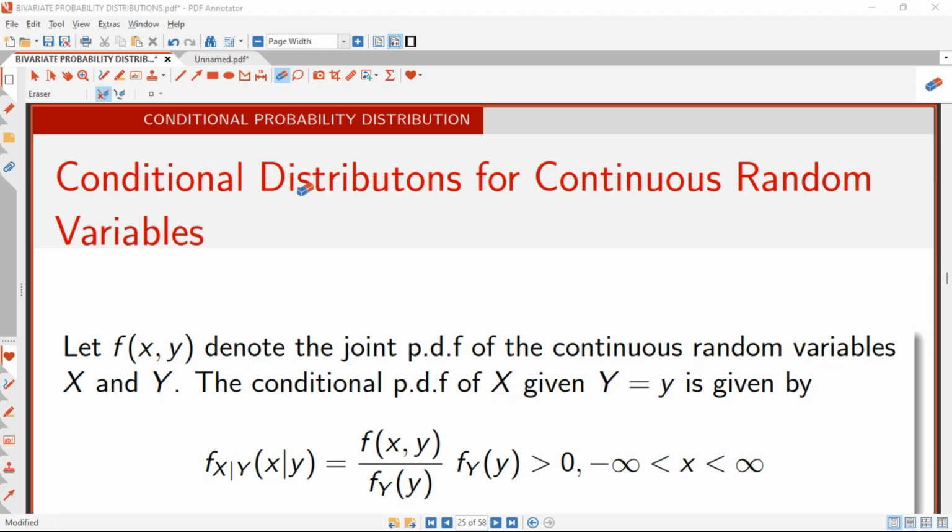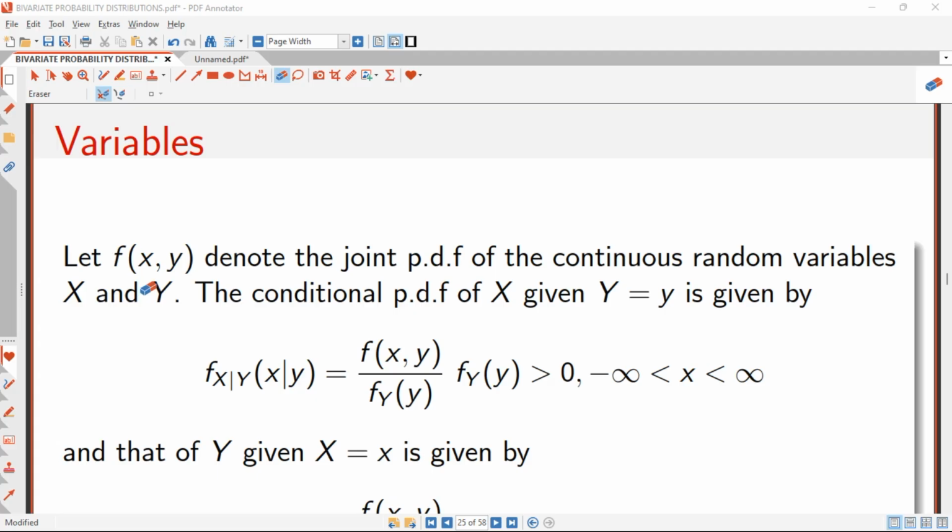Today we are going to continue a series of videos on conditional probability distribution. Specifically, on the slides is the conditional distribution for continuous random variables. In other terms, we can say it as the conditional probability density function for bivariate continuous random variables. So here, all that we are trying to say is that let's assume our joint probability density function is given to us.